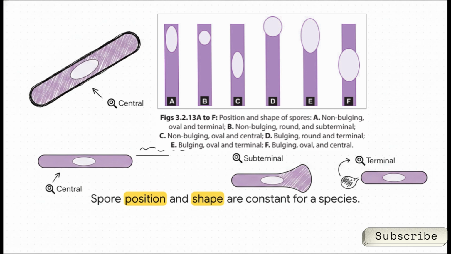They can be non-bulging, meaning they're just the same width as the bacteria, like in Bacillus species, or they can be bulging, literally wider than the cell, creating this distended, swollen look. That bulging shape is a classic hallmark of Clostridium species.